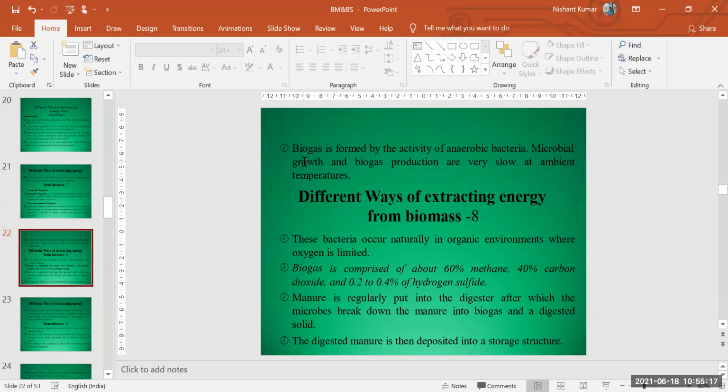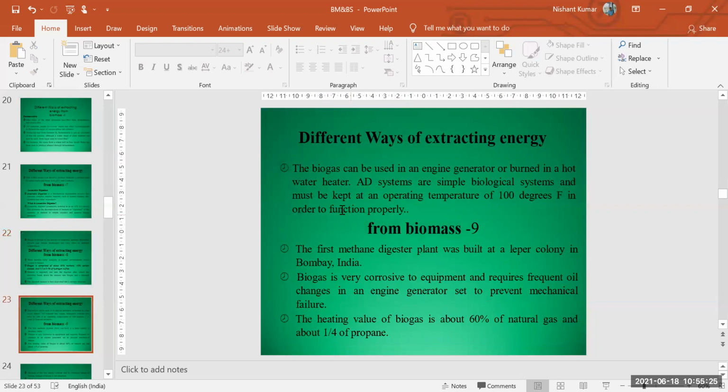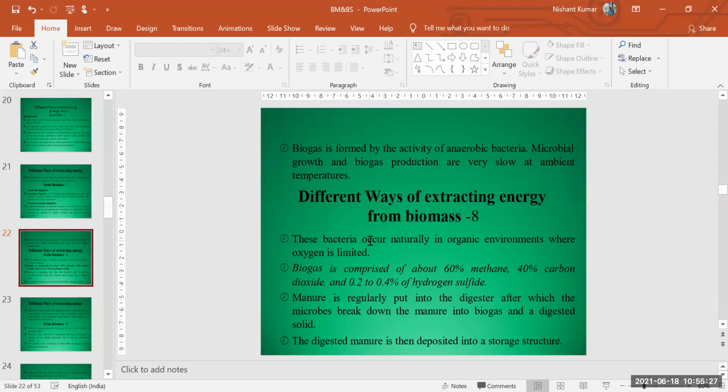The microbial growth and biogas production is very slow at ambient temperature. These bacteria occur naturally in organic environments where oxygen is very limited.